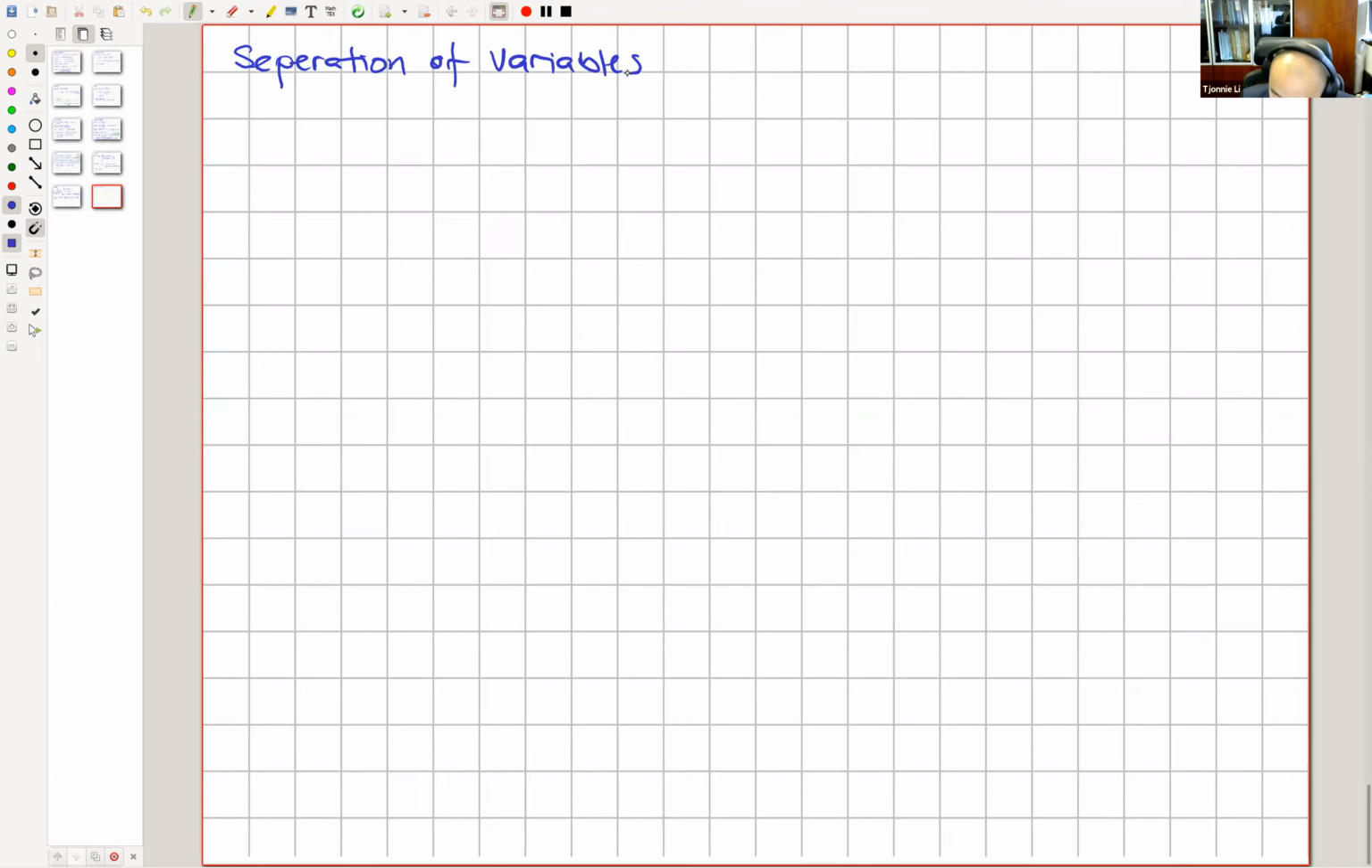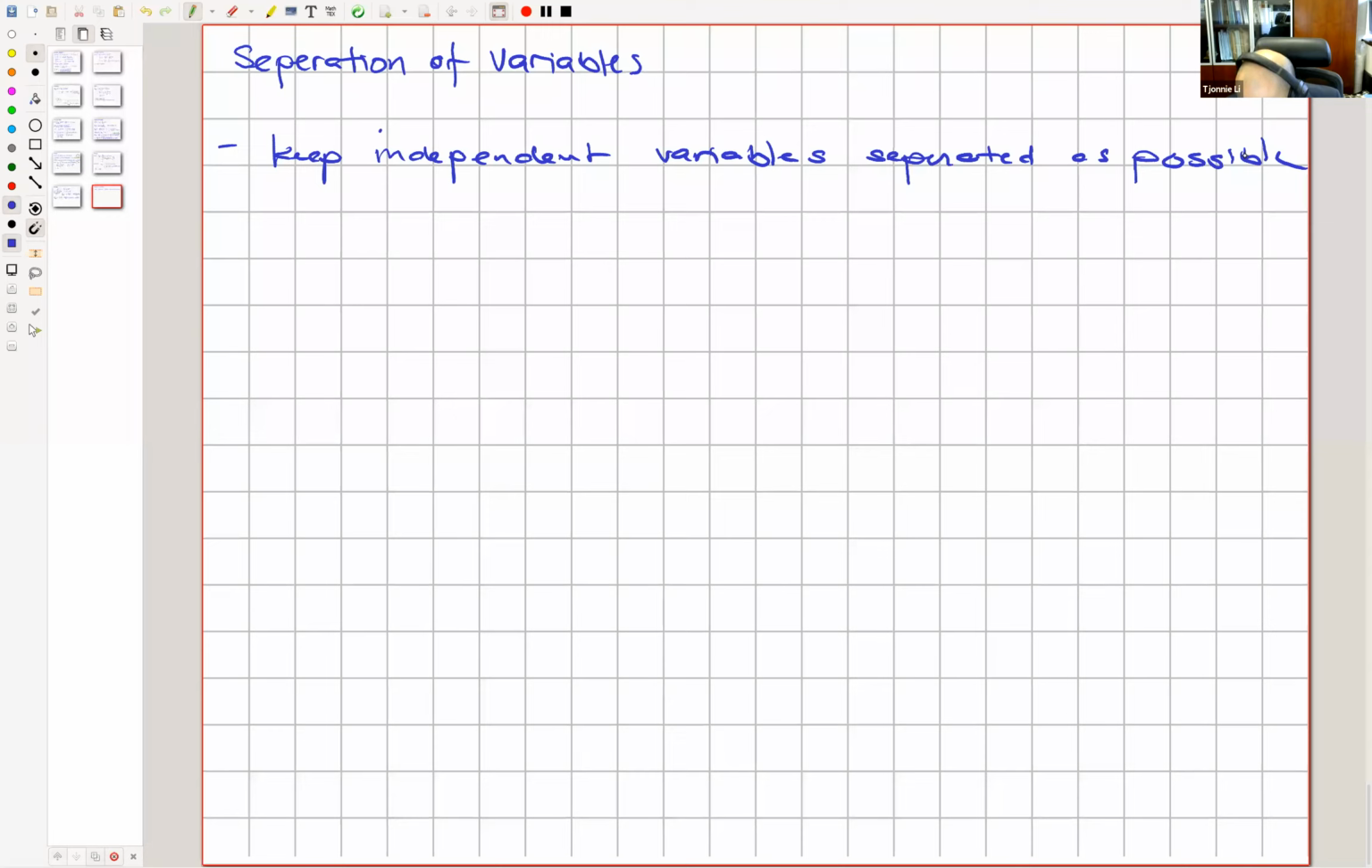Basically our aim is to keep independent variables as separated as possible. And so what do I mean by that? Keeping independent variables as separated as possible.